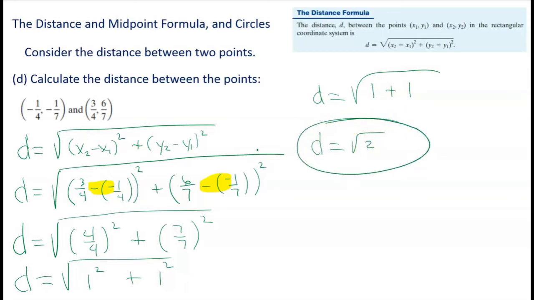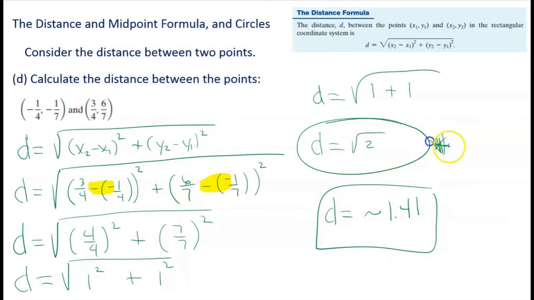Now, if you were asked to round, you could just type in the square root of 2 in your calculator. That's what I'm doing right now. And I get 1.41. So the distance is approximately 1.41 if I round 2 decimal places. But to me, the exact answer is the way to go. Of course, unless you're asked to round. But don't round just because you want to. Exact answer is the way to go unless you're asked to round.